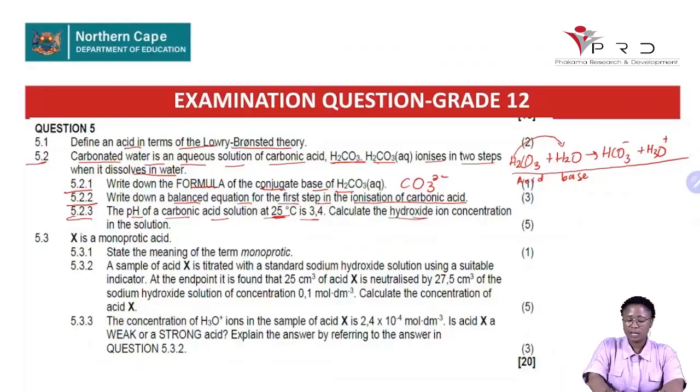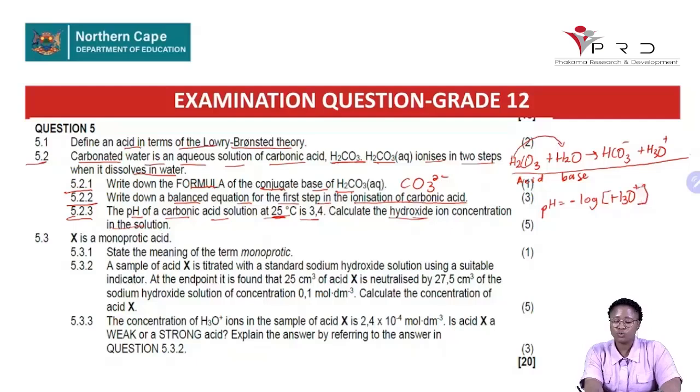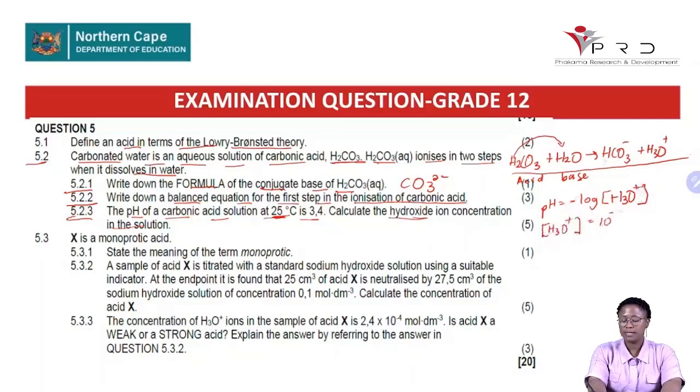Calculate the hydroxide ion concentration in the solution. What is it that you first need to be able to do? You need to be able to first calculate the concentration of the acid. Using which formula? You will say pH is equal to minus log. Remember the formula? The concentration of hydronium ion. There we go. Then the next thing that I'm going to do is to make my concentration the subject of the formula. I hope you still remember your logarithms from mathematics. How will this look? I will have H3O plus equals 10 to the power negative pH.